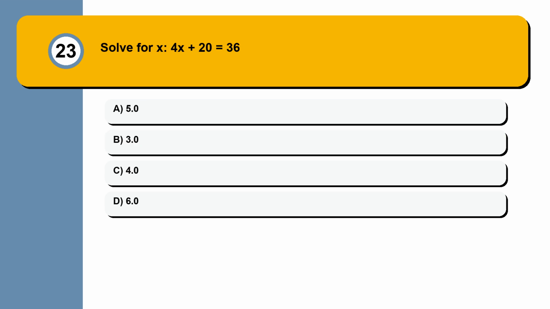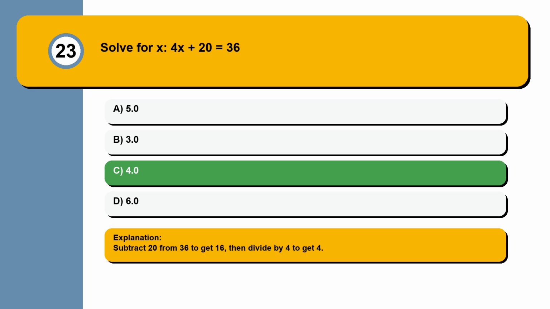Question 23. Solve for x: 4x plus 20 equals 36. 5, 3, 4, 6. Subtract 20 from 36 to get 16, then divide by 4 to get 4.